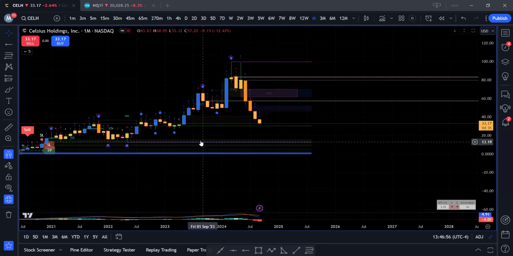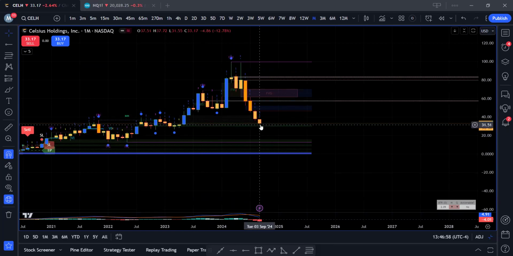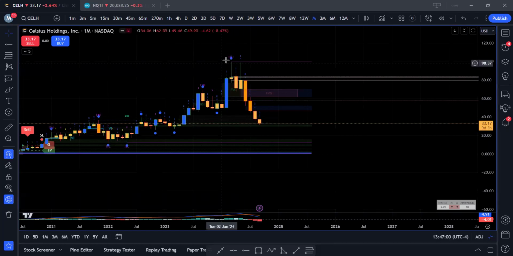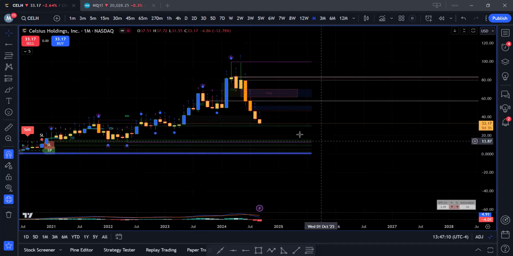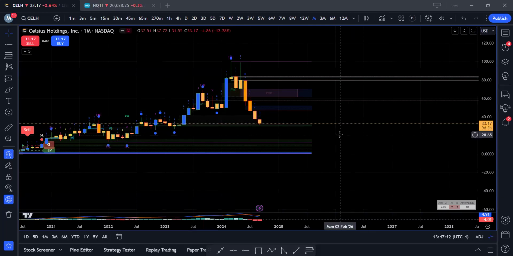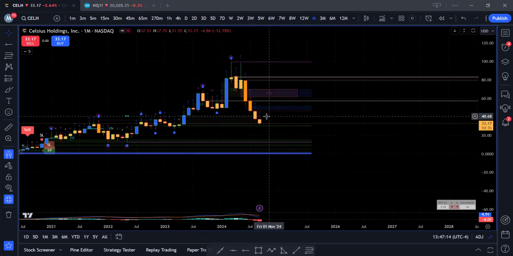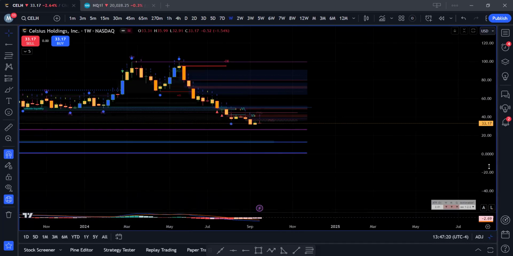So obviously the shorts that got in up here are going to probably start looking at taking profit at the next low. Although obviously it's not a guarantee, but at the next low, you'll probably see some profit taking, people getting out of trades. But right now though, no, it's not me.